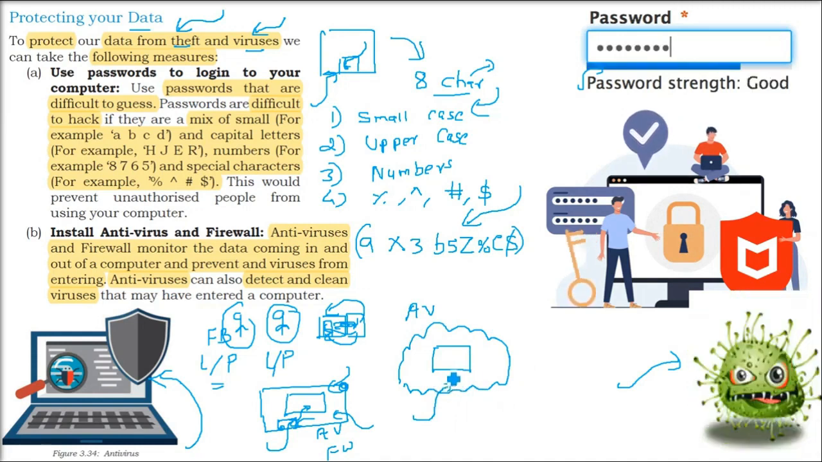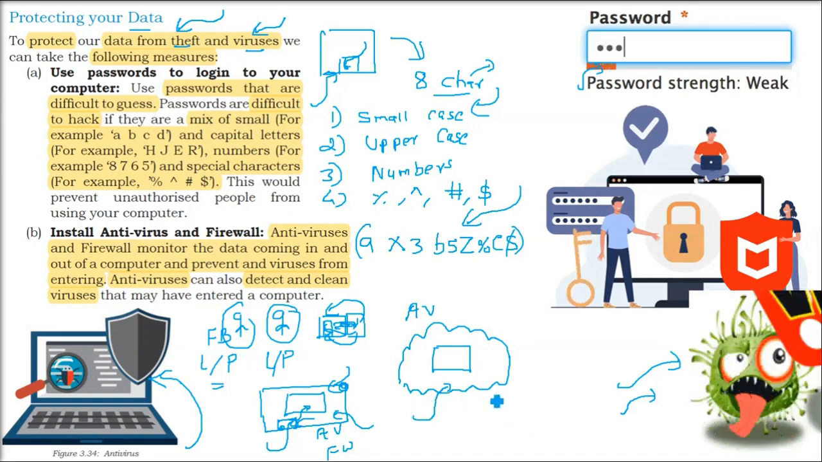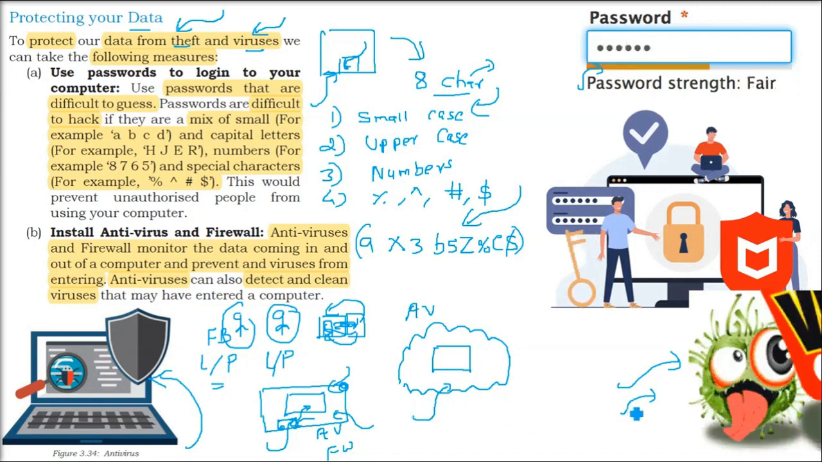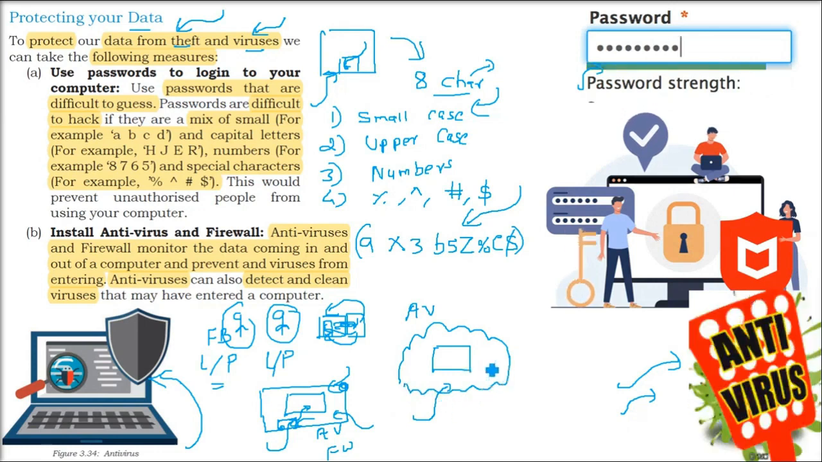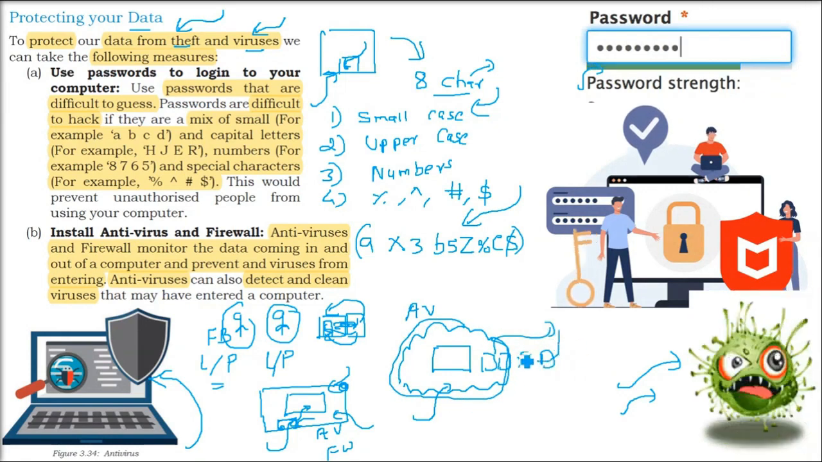So antivirus is specifically for viruses. They detect, they stop, and they kill the viruses. Firewall is for different packets. Data comes in packet form. Packets are going and coming through your network, inside your network, outside your network.